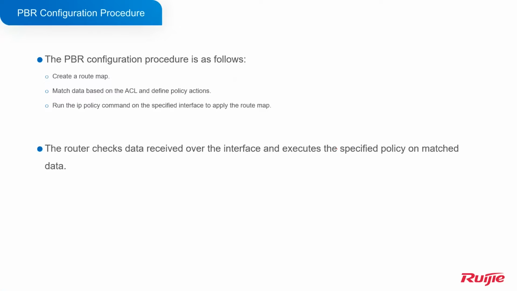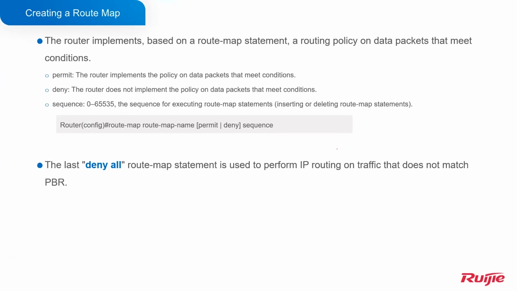The PBR configuration procedure is shown here. Firstly, we should create a route map and match data based on the ACL and define policy actions. Run the IP policy command on the specified interface to apply the route map. Okay, this is the procedure. And the router checks data received over the interface and executes the specified policy on matched data. So let's see, step by step.